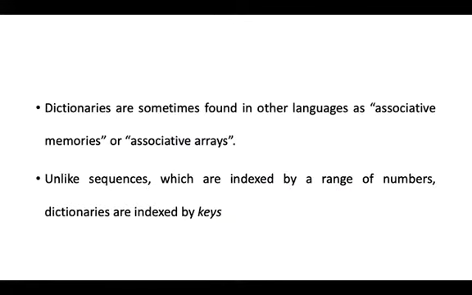Let us see what a dictionary is. Dictionaries are sometimes found in other languages as associative memories or associative arrays. Unlike sequences, which are indexed by a range of numbers, dictionaries are indexed by keys. So there are keys in the dictionaries as opposed to the sequences, which normally have indices, and we access an element by using any kind of index that we want.